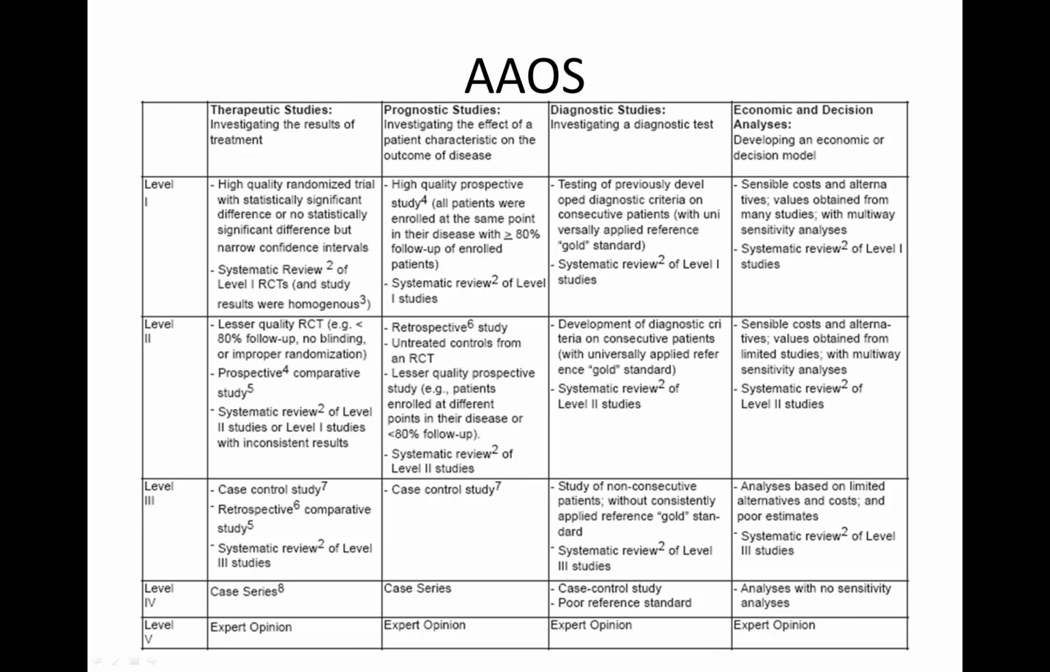The AAOS table is more similar to the Oxford, where the levels of evidence are based on the study design indicated in their categories of therapeutic, prognostic, diagnostic, or economic and decision analyses.